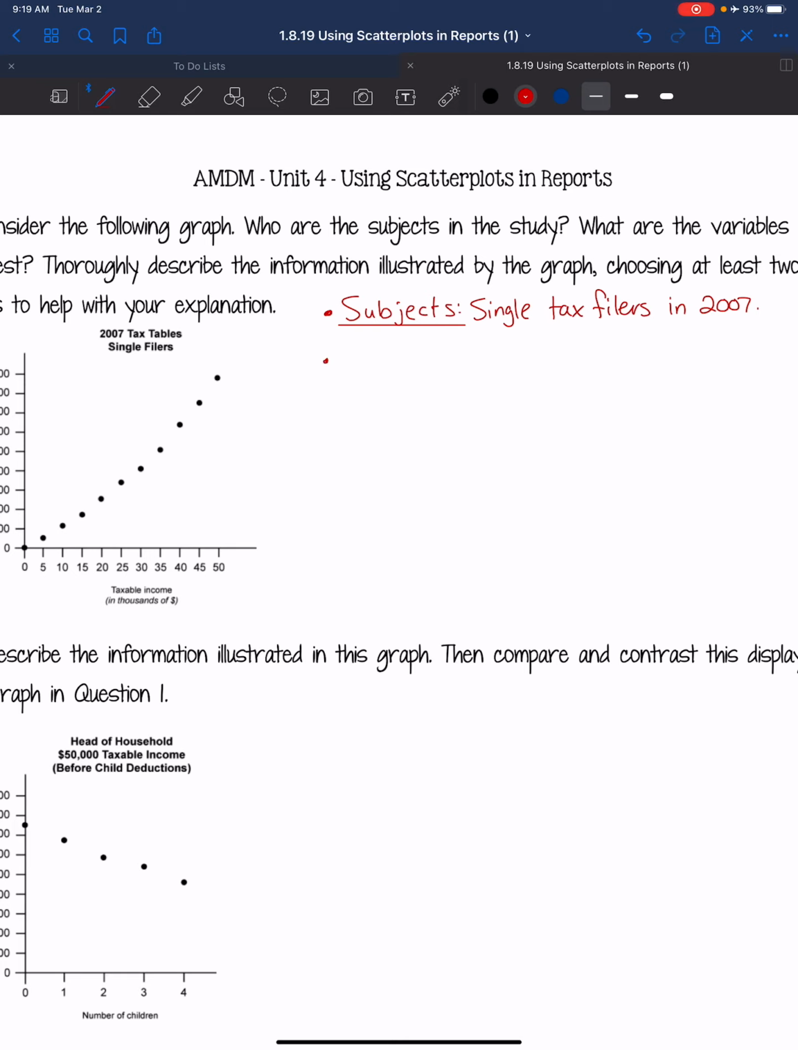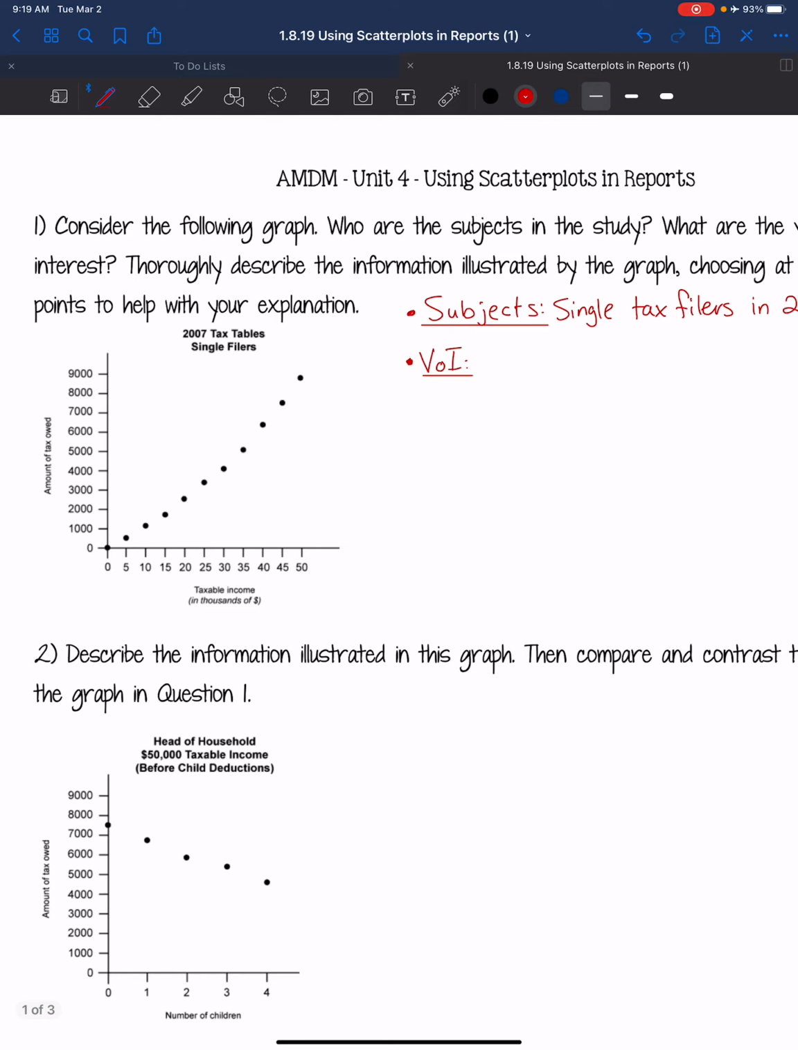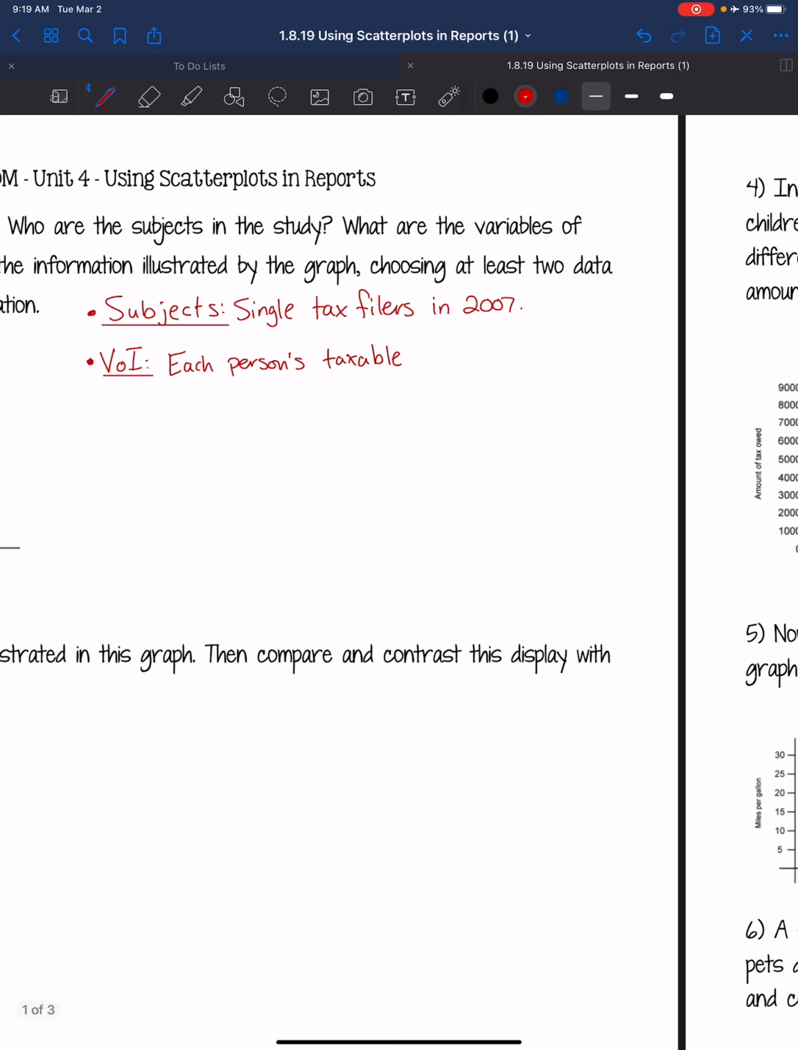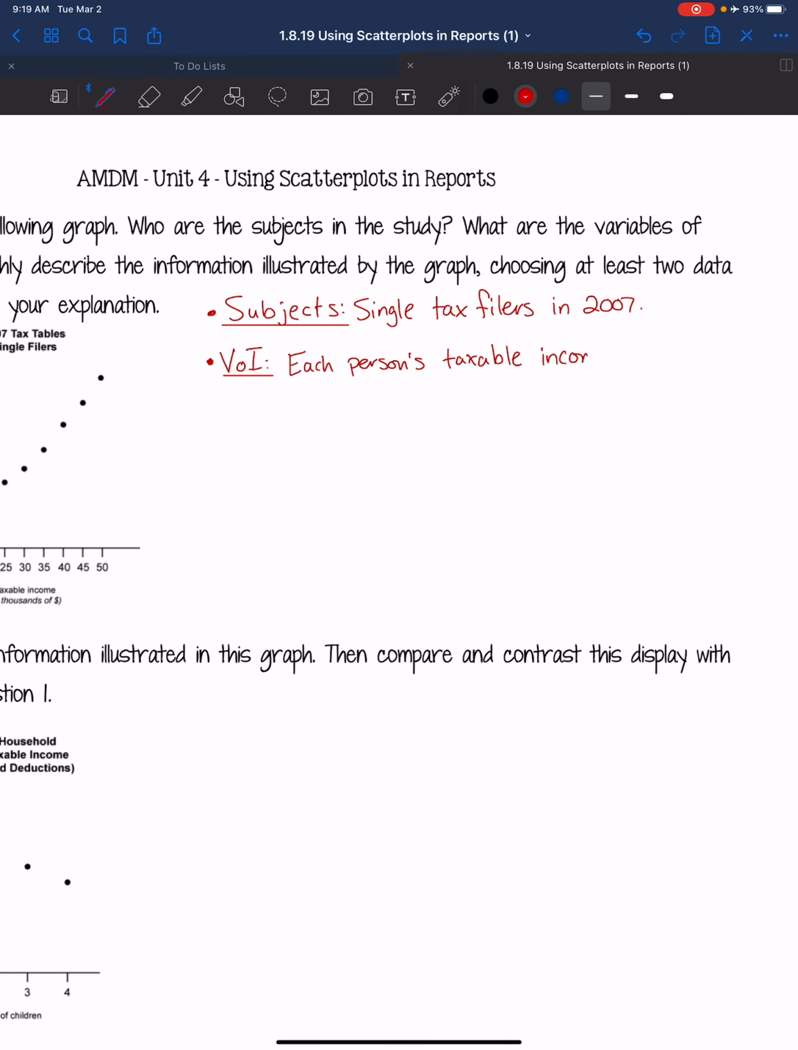For the variable of interest, I'm just going to put VOI. Variable of interest, we're comparing each person's taxable income right here. We're comparing that to the amount of tax owed, okay? So we've got each person's taxable income and amount of tax owed.